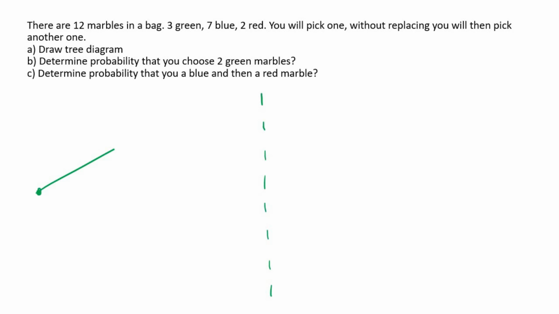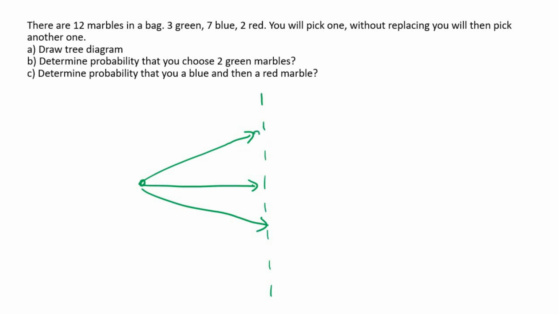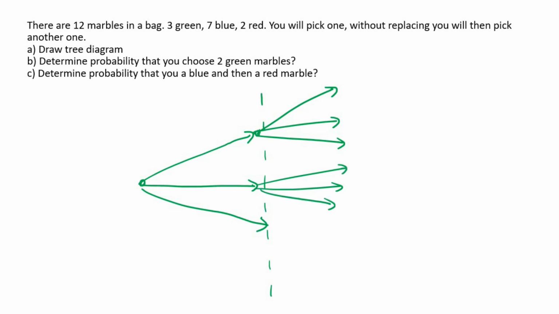So we've got green, blue, red. Then at the end of each of those, we do the same thing: green, blue, red. Green, blue, red. Green, blue, and red. This first one is going to be 3 out of 12 for green, blue 7 out of 12, and red 2 out of 12.